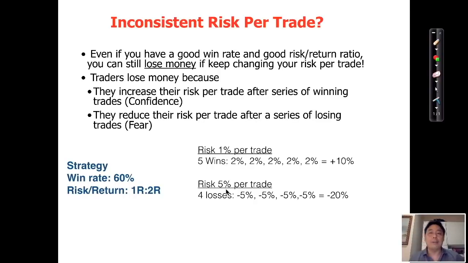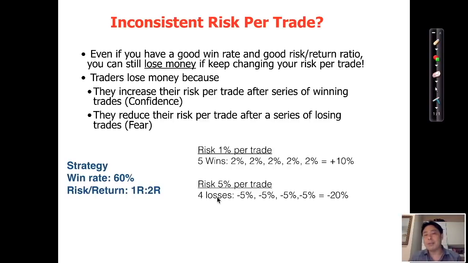But they forget that after 5 wins, guess what? Losses will come. You can't win all the time. You have wins and losses, right? And say after the 5 wins, they get 4 losses in a row. So remember, the wins come in a row, losses can come in a row. But because now they risk 5% of their capital, each loss is 5%. And they get 4 losses, that's a 20% loss. So what happens? They made 10%, they lost 20%, now they are down 10%.